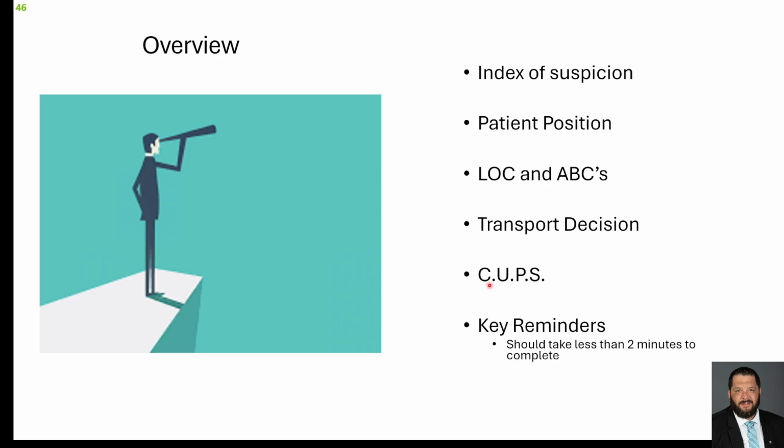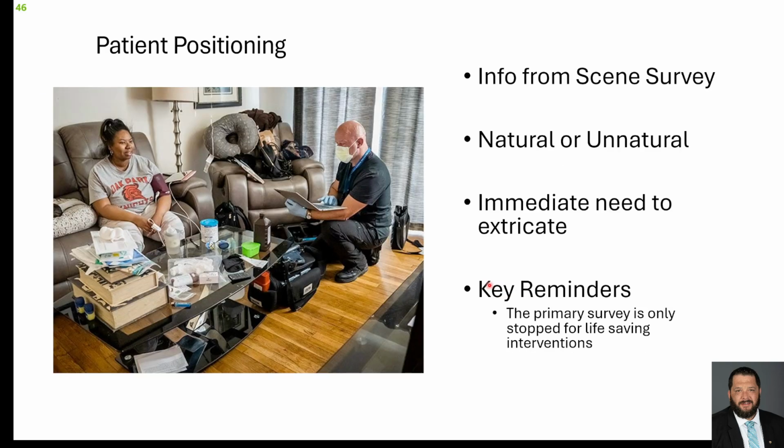Okay, reminder: this primary assessment really should take less than 2 minutes. Okay. 60 seconds is kind of the target. Shouldn't take you very long at all because we're not being diagnostic. We're just trying to identify at what level of risk the patient is for an immediate need for intervention. Okay. So, one, patient positioning. Okay. This is info that's derived from your scene survey. Okay. If you remember, we mentioned noticing what's around the patient.